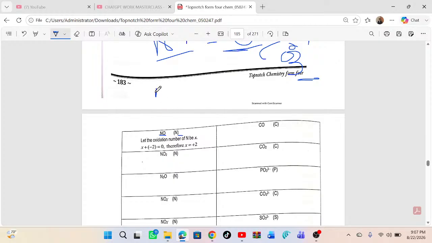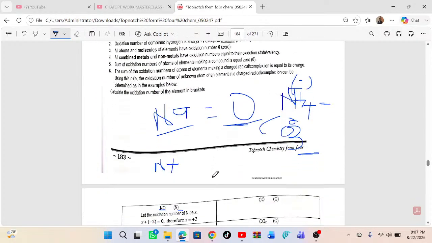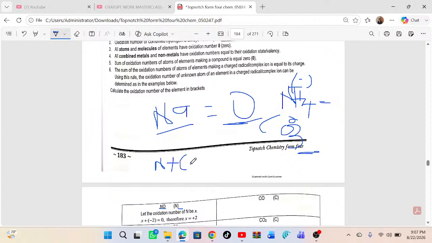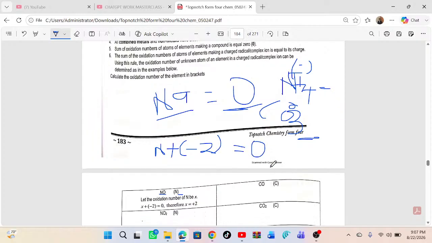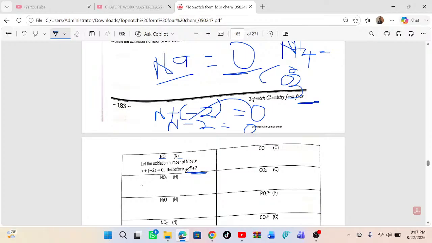So you will say that N plus, any place that you see oxygen, tunarudi hapo sasa, tulisema ni -2. So tunasema into bracket -2 is equals to 0. Tulisema molecule zote ni 0. So itakuwa N minus 2 is equals to 0. So hii 2 inaenda inside, so N is equals to +2, and then that's how you show it.